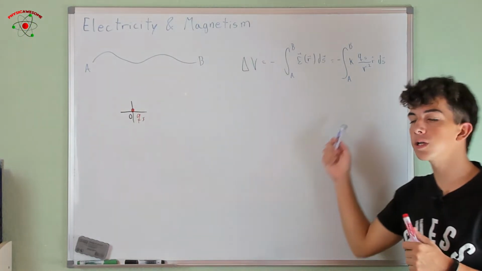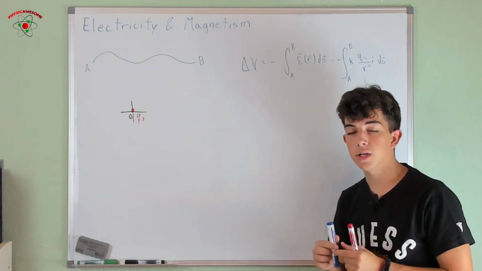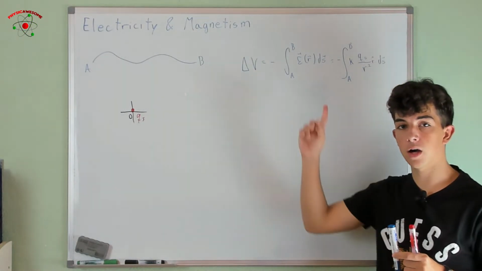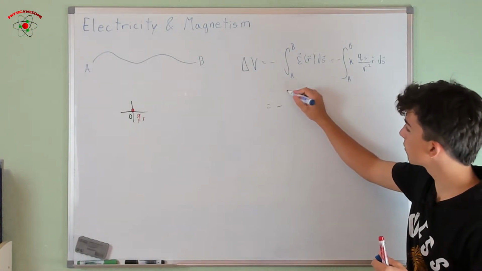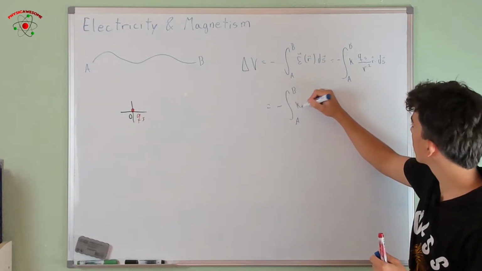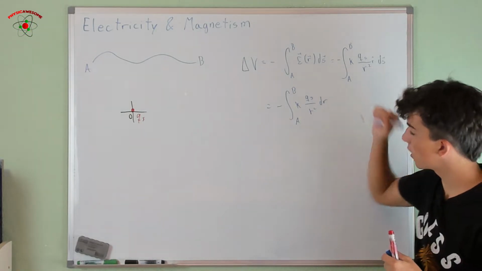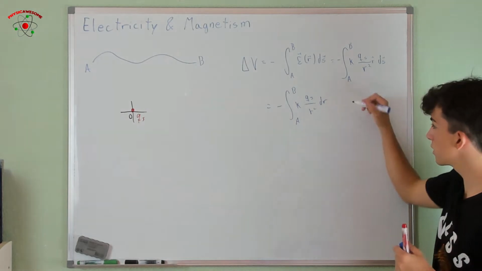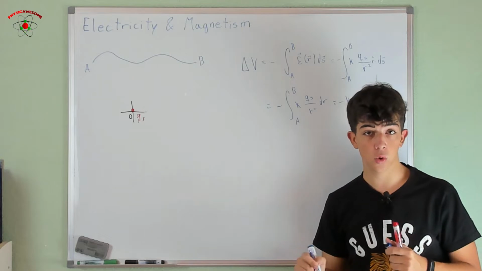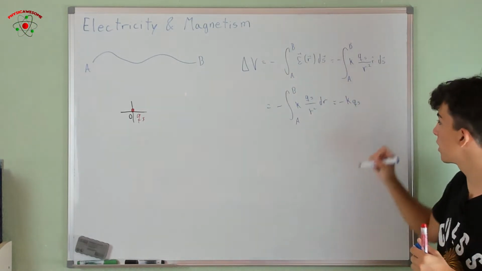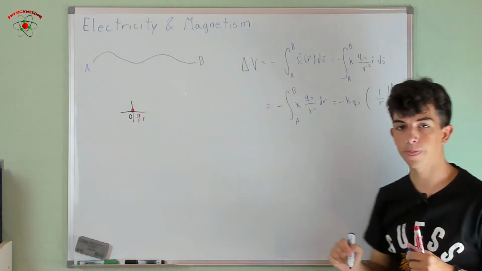And if we solve for this, we realize that the only thing that matters is going to be the displacement in the r hat direction. Therefore, what we are going to have is an integral from a to b of k qs over r squared dr. We have a lot of constants in here, so we may go minus k qs, and 1 over r squared integrates to minus 1 over r, from a to b.